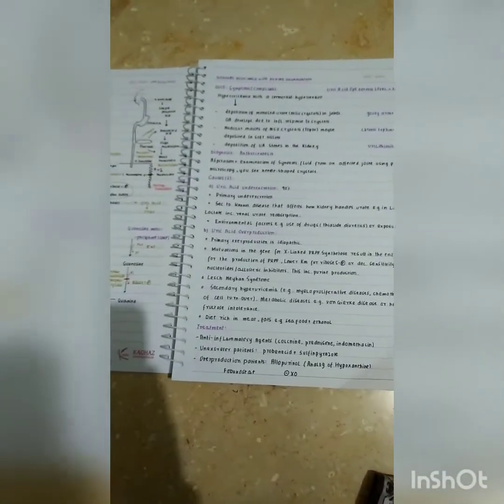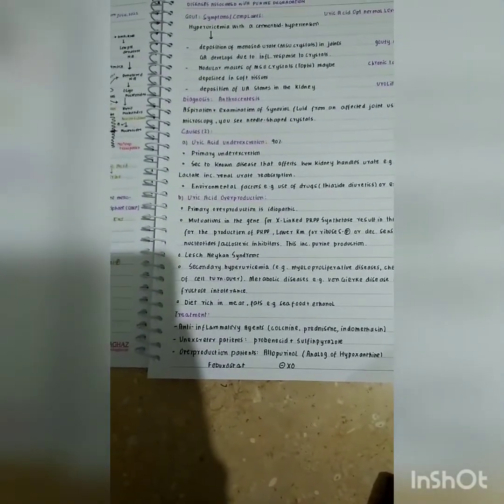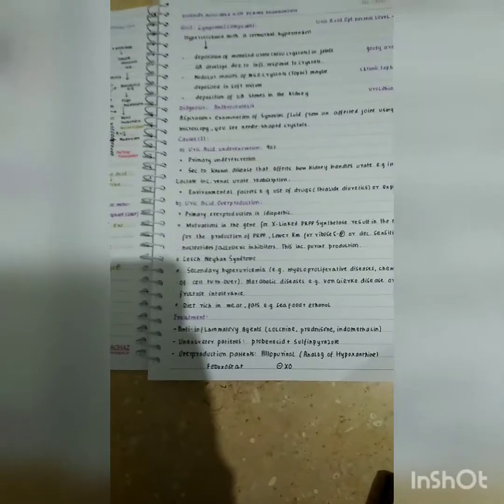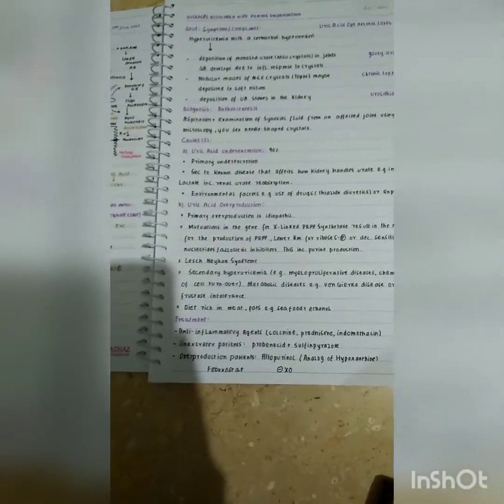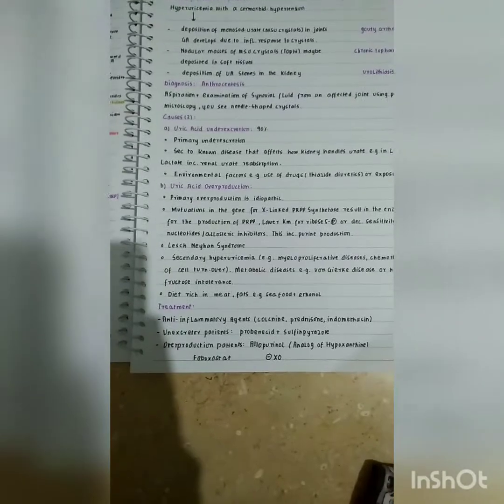Now let's look at the secondary causes, which can be some underlying problem like myeloproliferative diseases, chemotherapy, or high rate of cell turnover. What does cell turnover mean? Inside the cells there is a making and breaking process going on, in which the DNA will break into nucleotides and nucleosides, and it can be because of some unrelated metabolic diseases like von Gierke's disease or hereditary fructose intolerance.